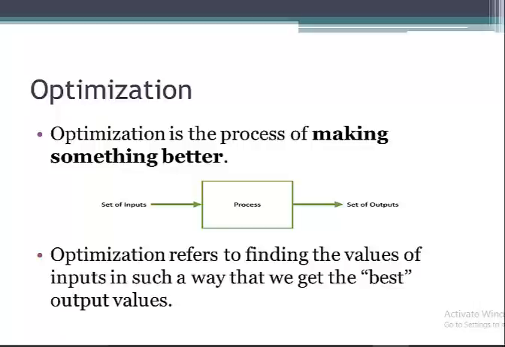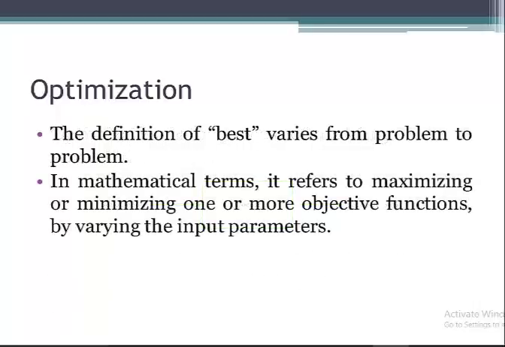Now, what is best? That depends upon the nature of the problem, because the definition of best may vary from problem to problem. But in mathematical terms, it refers to maximizing or minimizing one or more objective functions by varying the input parameters. By best we mean something that fulfills our objective, which may be anything, or at least takes us closer to the objective. So optimization is the process of finding the best possible solution that can give us the best result according to our objective function.